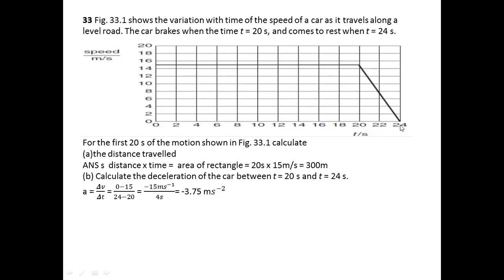Calculate the deceleration of the car from time 20 to time 24. So the final speed is 0 and initial speed is 15 meter per second. Using the formula of acceleration, change in velocity over change in time, final velocity minus initial velocity, final is 0, initial is 15. Time interval is 24 minus 20. So it becomes minus 15 divided by 4. Answer becomes minus 3.75 meter per second square. Negative sign shows deceleration, retardation.